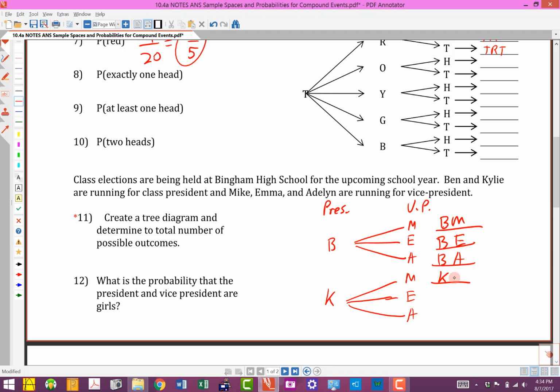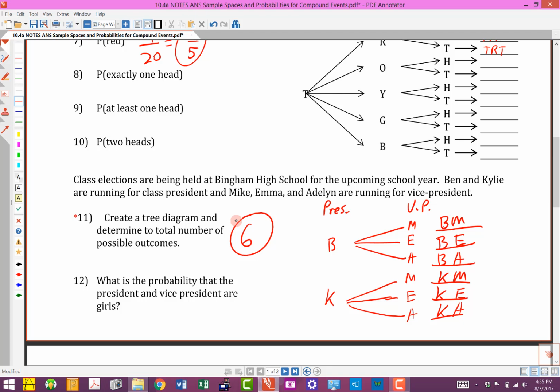This one's going to be Kylie and Mike. This one's going to be Kylie and Emma. And this one's going to be Kylie and Adeline. So now we know how many outcomes there are. We've got 3 up here and 3 there, so that's going to be 6 altogether. So 6 outcomes altogether.